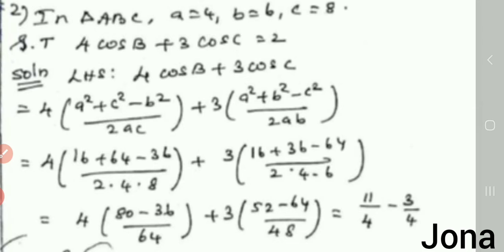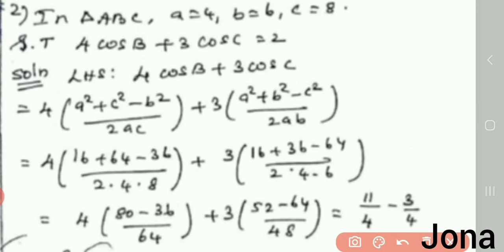Second problem. In triangle ABC, a equal to 4, b equal to 6, c equal to 8. Show that 4 cos B plus 3 cos C equal to 2. Now we want to take the left hand side, 4 cos B plus 3 cos C. Here I want to substitute the cosine formula. So 4 into, for cos B, I can substitute a square plus c square minus b square divided by 2ac, plus 3 into, instead of cos C, a square plus b square minus c square divided by 2ab.